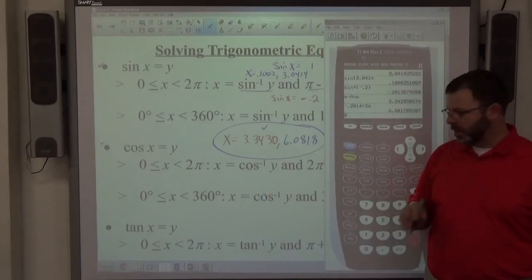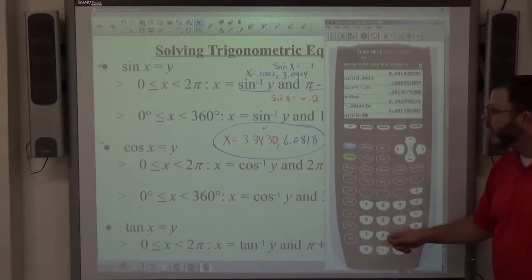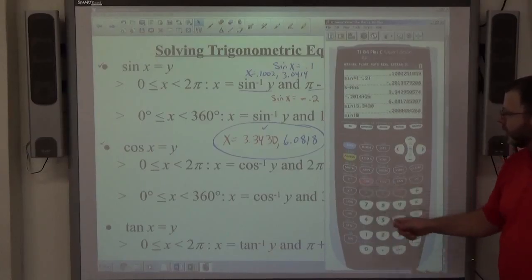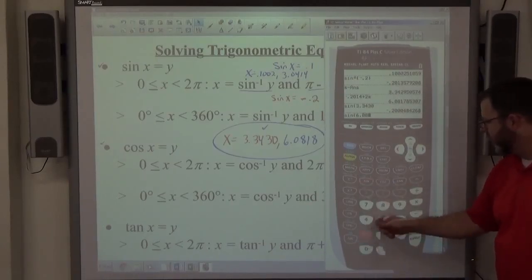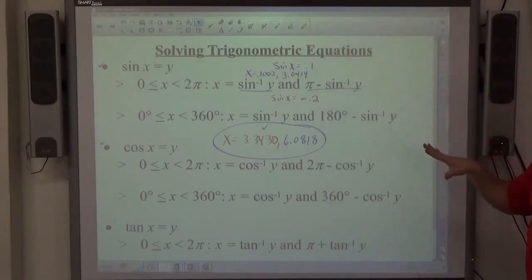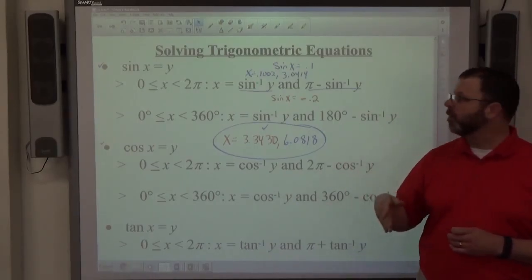And if I try both of those out, sine of 3.3430 comes out to negative, hopefully, 0.2, negative 0.2000. If I do sine of 6.0818, it should be the same-ish. Okay. Again, I'm rounding these, so these aren't going to be exactly right, but 4 decimal places are right. All right. So that's what this is telling you how to do. So if you get a trig function equals a number, and it's not one of those special numbers on our sheet, we have to use our calculator.